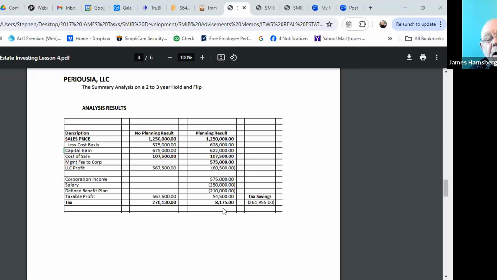I'm not worried about capital gain and getting forced into doing a 1031 because I've got too much gain exposure, because I've mitigated all of my gain by having a management conduit as a member of an LLC. The LLC, as you can see here, had no tax. We had a loss. That transaction lost $60,500 because we had to pay a management fee according to the operating agreement, a little bit more than 90% of $575,000 to the corporation.